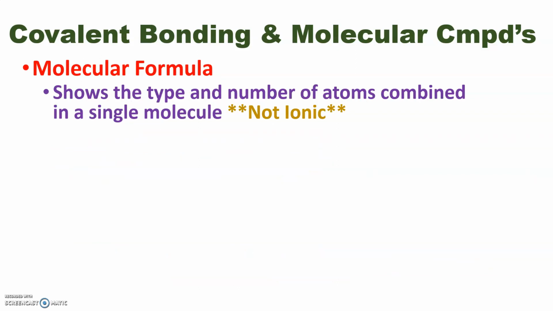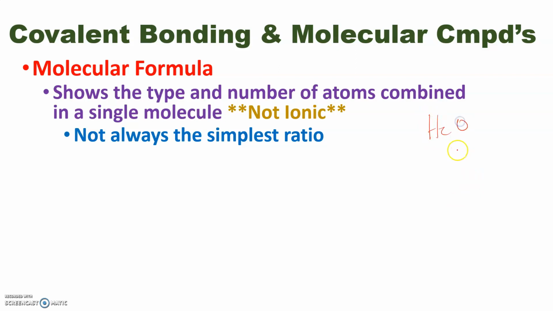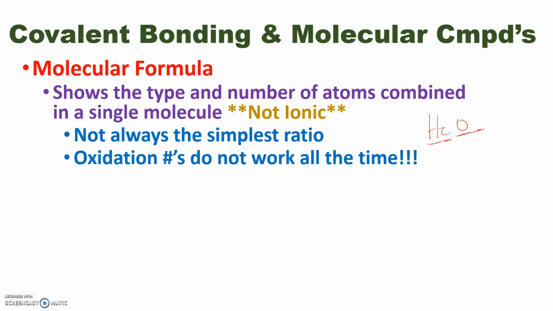Okay, the molecular formula shows the type and number of atoms combined in a single molecule. So nothing new there, right? We already talked about that. If you have H2O, this is the molecular formula. It tells you which atoms and how many of each are there. 2 hydrogens, 1 oxygen. Not necessarily the lowest or simplest ratio. And oxidation numbers do not work all the time. That doesn't mean anything to you yet. We'll talk about oxidation numbers at the start of chapter 7. But the oxidation numbers help us try to figure out in what ratio things bond. It doesn't always work for covalent, but it does always work for ionic compounds.